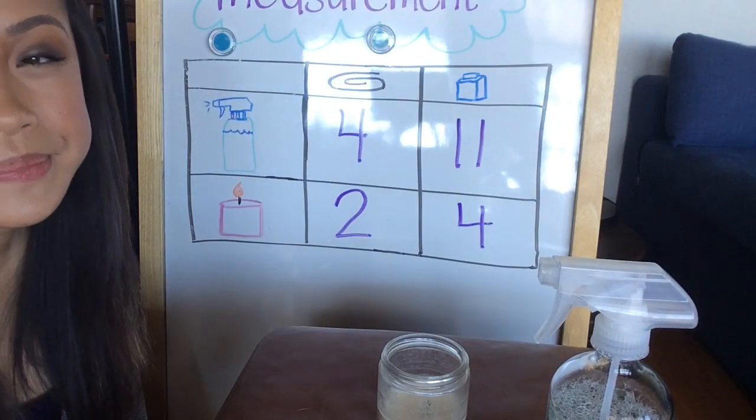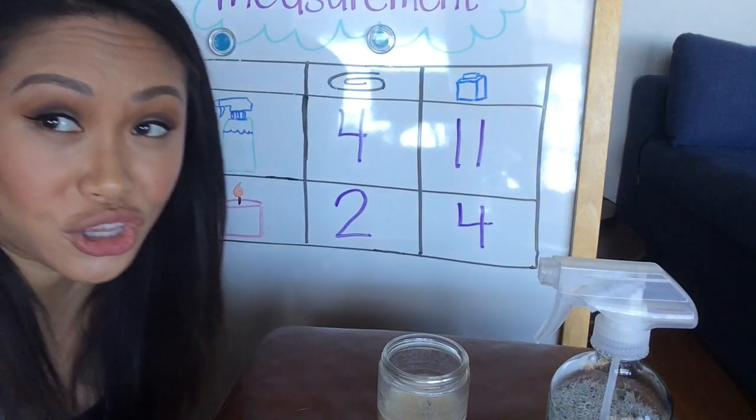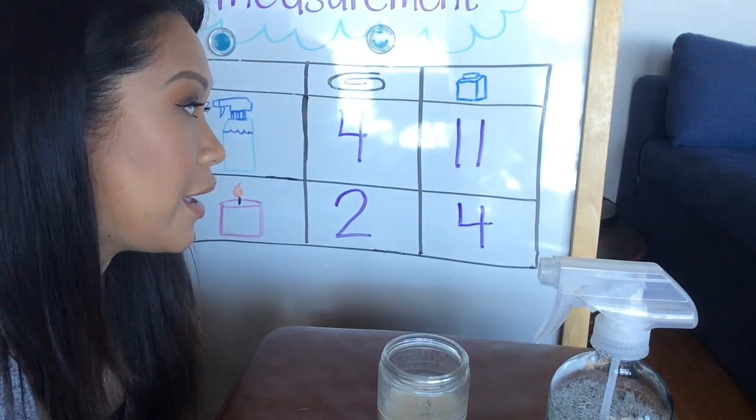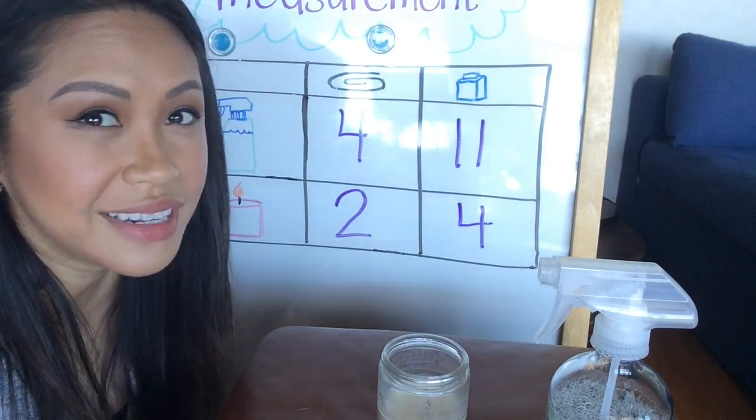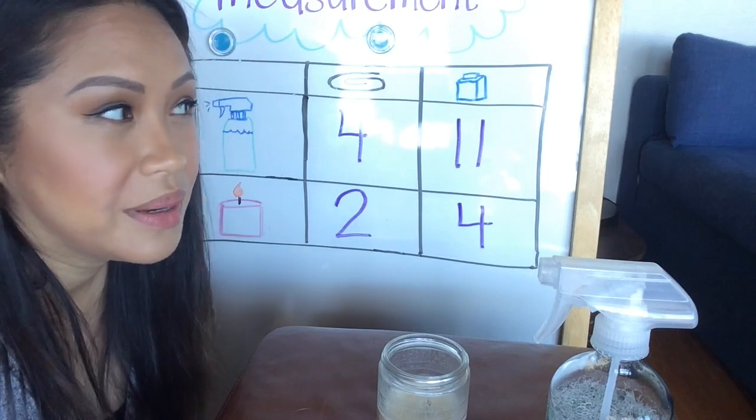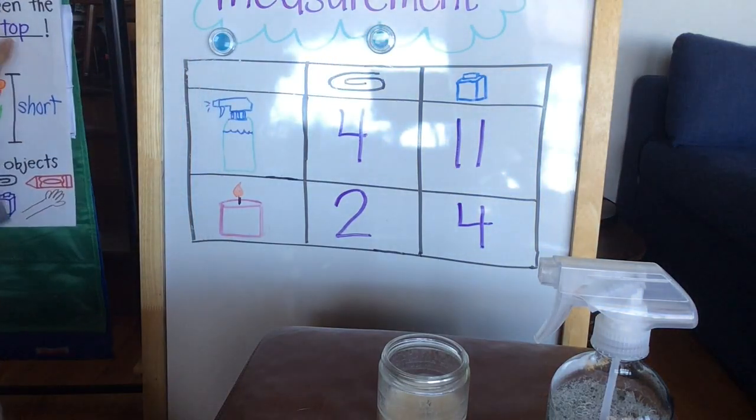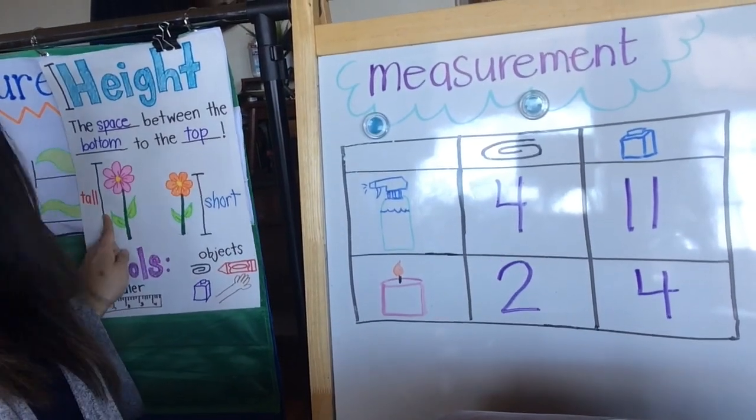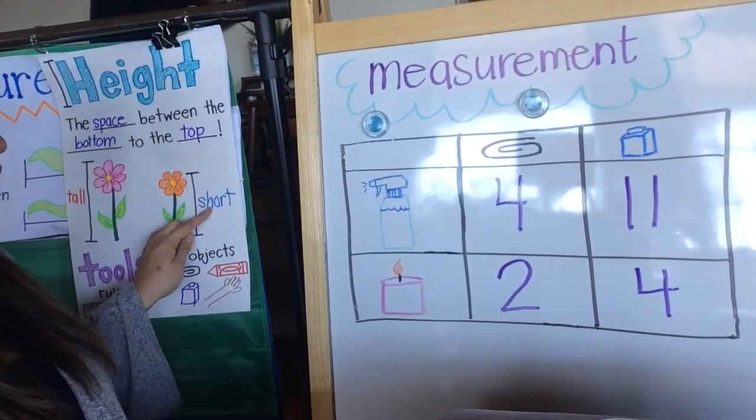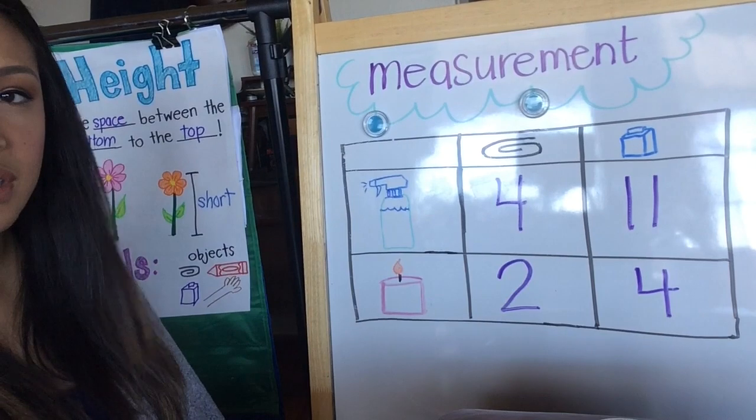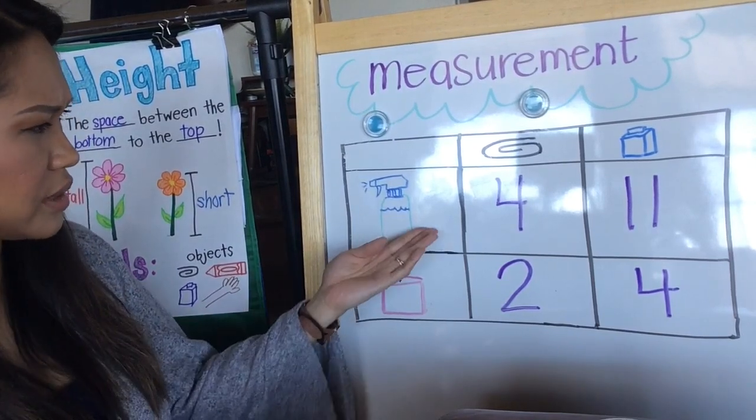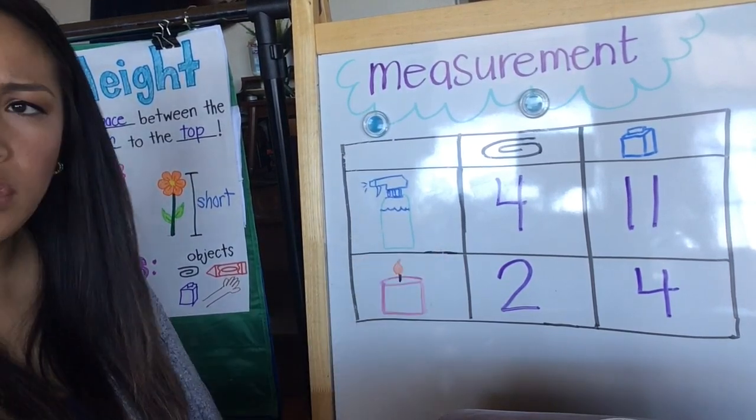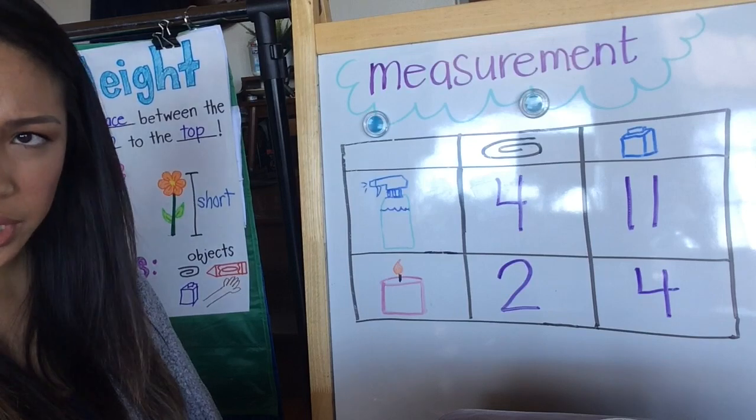So, that was some really good measuring, but you know what? I have a challenge question for you. Remember those 2 words we learned about height? We learned the word tall and we learned the word short. So if I was going to look at these 2 things, which one would you say would be taller and which one would you say would be shorter?